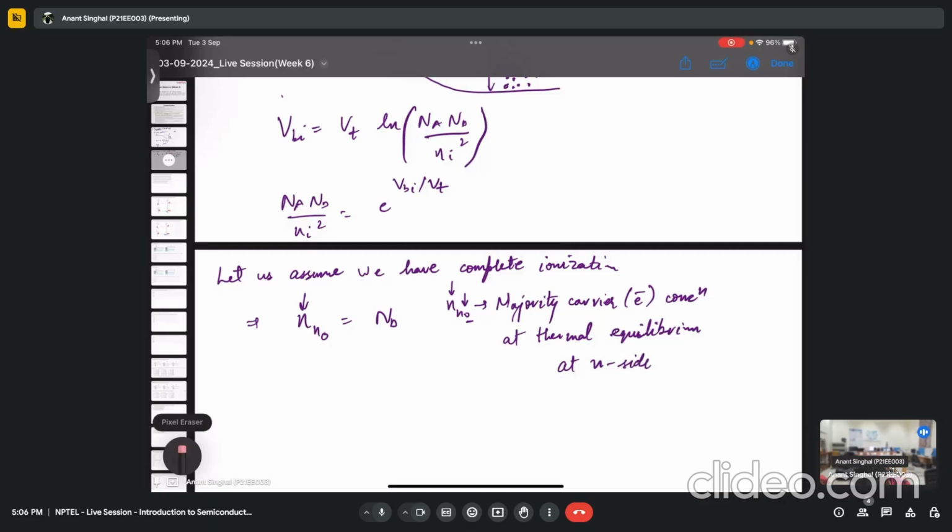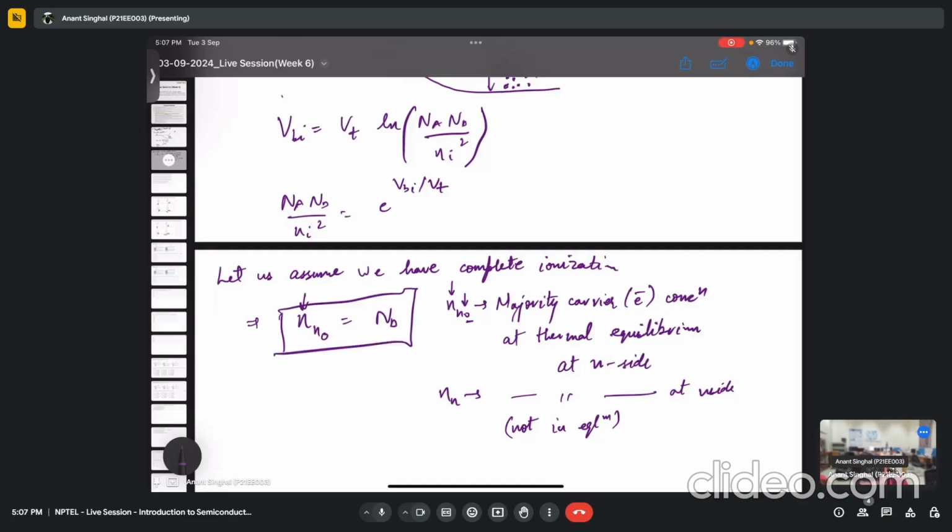If I just write Nn, that again means the majority carriers at the n side, but when it is not in equilibrium. So this naught denotes the equilibrium part, and Nn is out of equilibrium. We already know that at the majority side, Nn naught will be ND, or if I write Pp naught, that will be NA for a p-n junction.